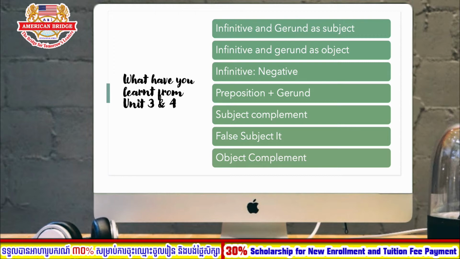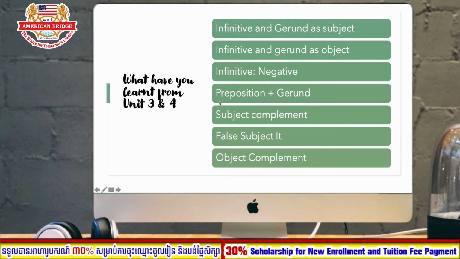You have already learned this. You can also use infinitive and gerund as an object. Let's say, I want to go to school. I enjoy fishing. So these are examples that use gerund and infinitive as the object of the sentence. The other point is you learned how to make the infinitive form into a negative form. Let's say, I want you to go to school, and I want you not to go to school.